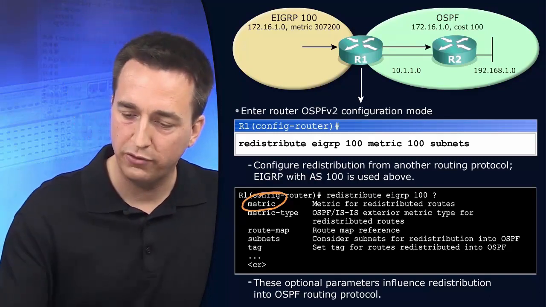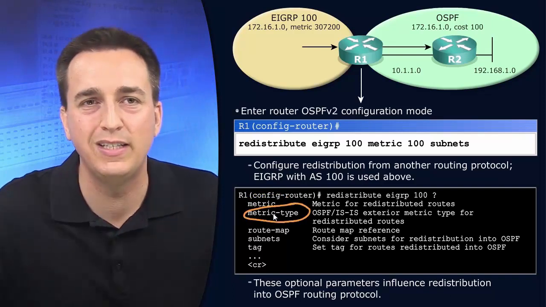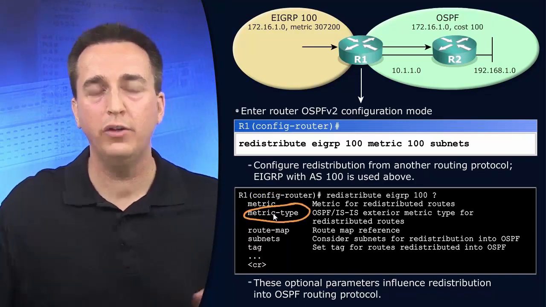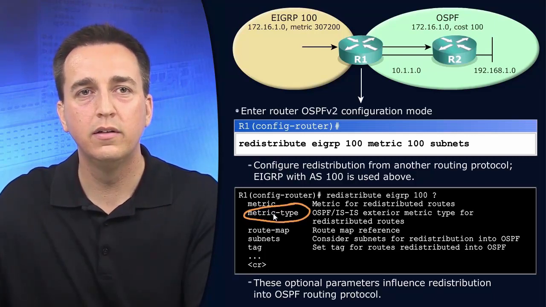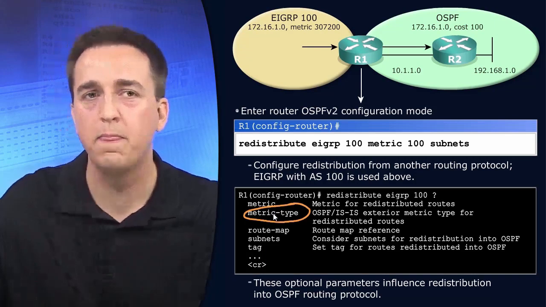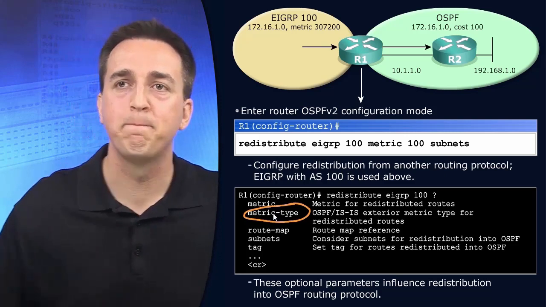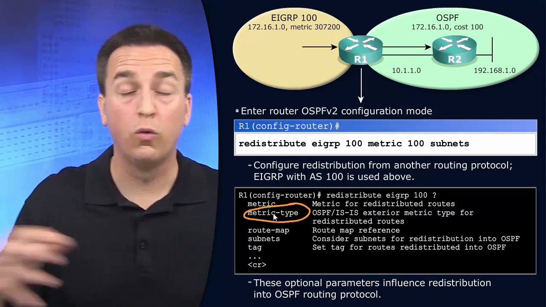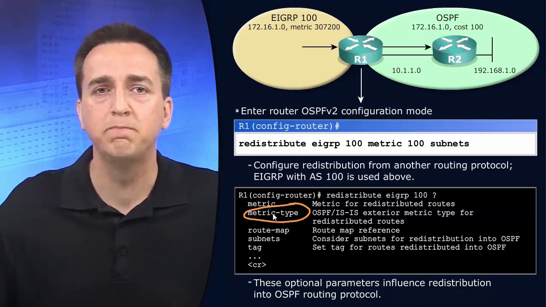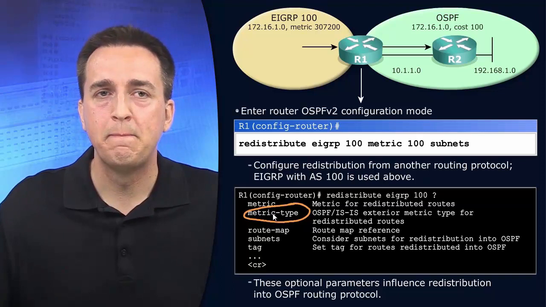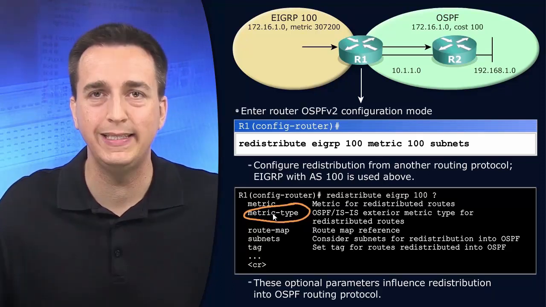We can specify a metric type, and we'll look at this in a little more detail. We have a specific discussion dedicated to the metric type, but if you recall, you can have E1 and E2 as your metric type for external routes, routes you are redistributing, routes to destinations that are outside of your autonomous system. So we can define the metric type. By default, it's going to be E2. So if you don't specify a metric type, it's E2.